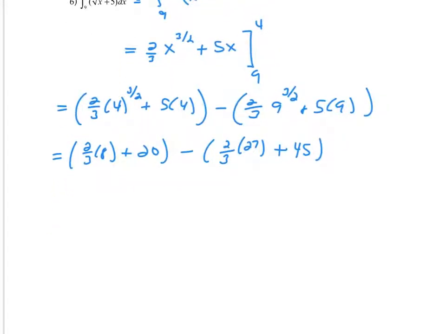Still working on simplifying. 16/3 plus 20 minus 18. 2/3 of 27 is 18, minus 45 on the end. When all is said and done in here, you should have negative 113 divided by 3.